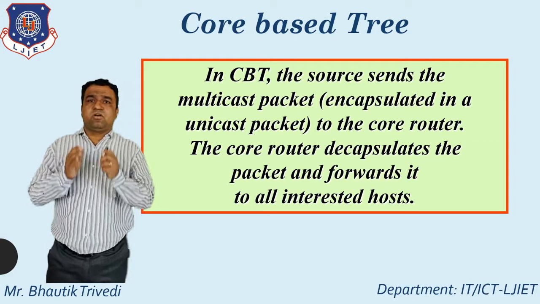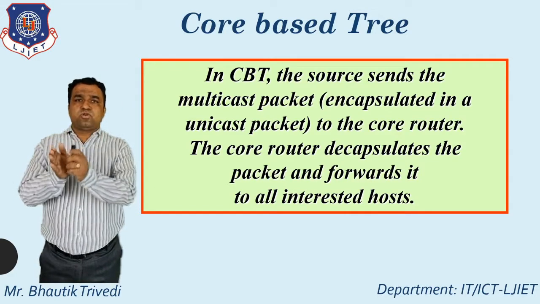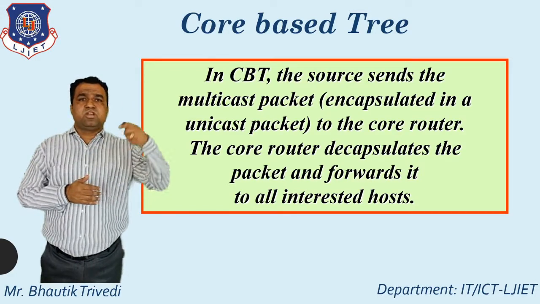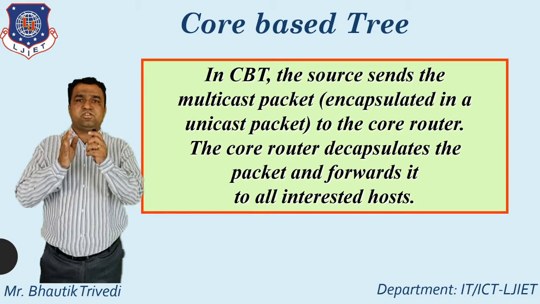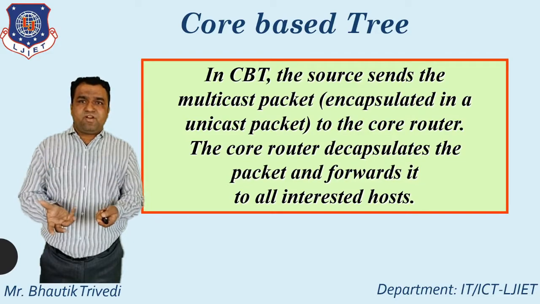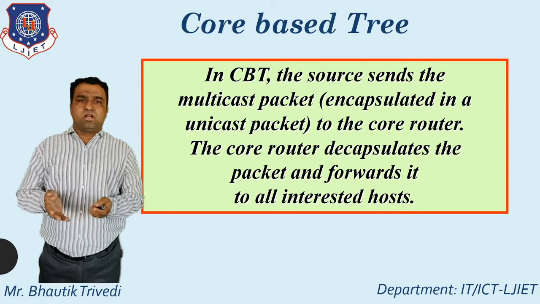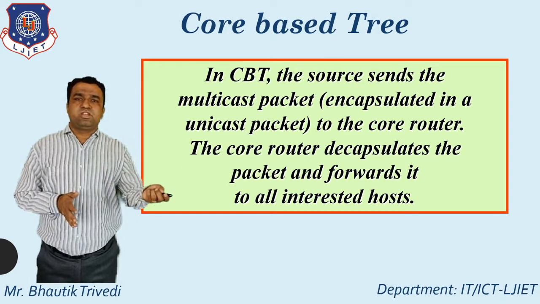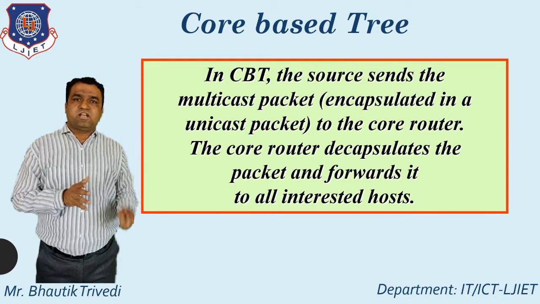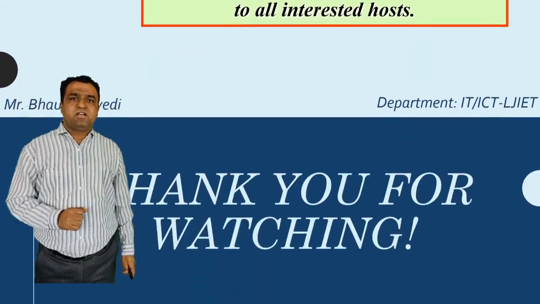So what is the meaning of that? First of all, the source sends the multicast packet to the core router. But that is in an encapsulated form, that is in a unicast packet. So what is the main functionality of the core router? The core router directly decapsulates the entire packet and forwards it to all interested hosts. So that's the logic of the core based tree.